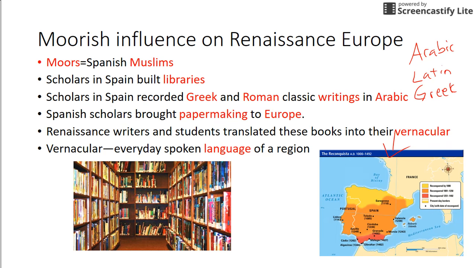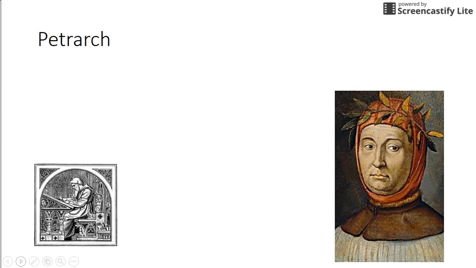Now, the Moors in Spain, we owe a big debt to them for making sure to record all these ancient writings. Otherwise, we might have very little knowledge of them, possibly.